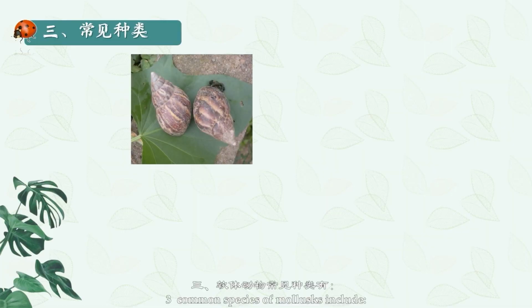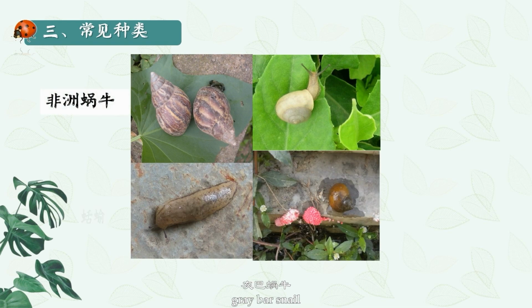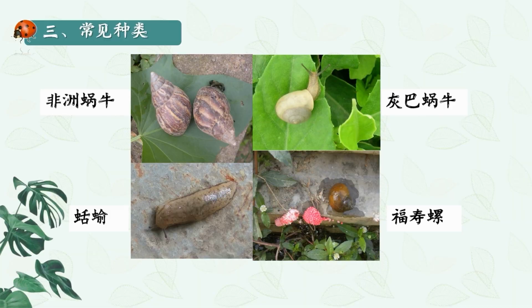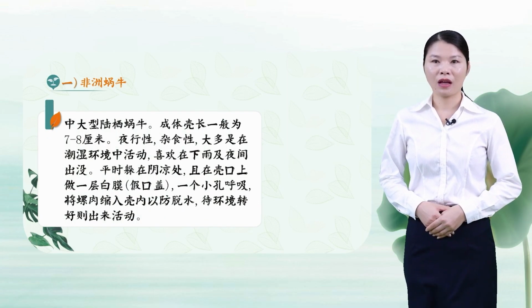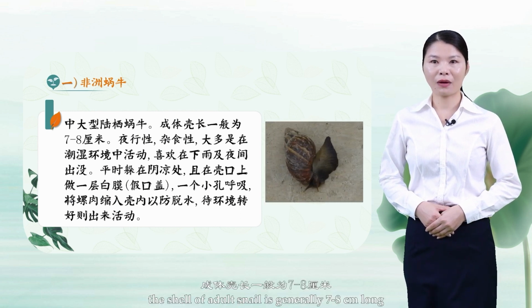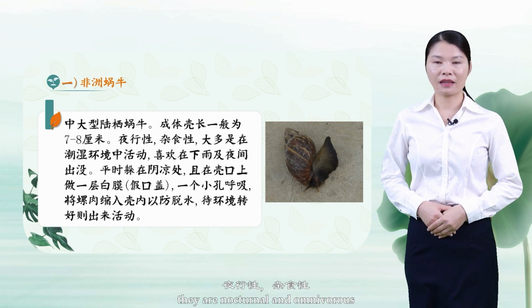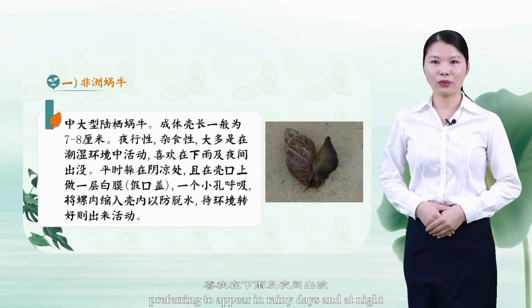3. Common species of mollusks include African giant snail, gray bar snail, slug, and Fusho snail. Firstly, let's learn about 1. African snails, a kind of large terrestrial snails. The shell of an adult snail is generally 7 to 8 centimeters long. They are nocturnal and omnivorous, and are active in humid environments, preferring to appear on rainy days and at night.